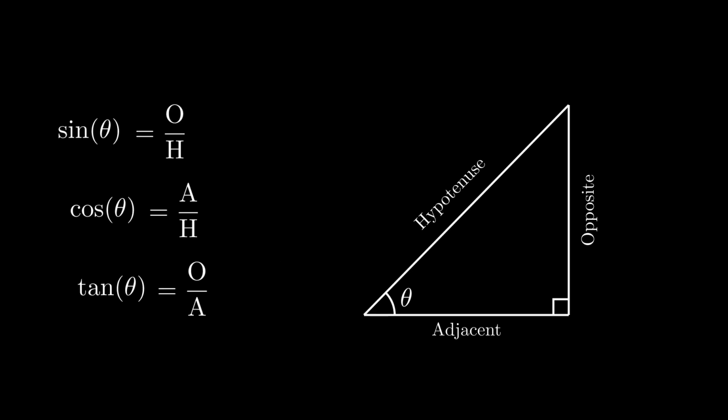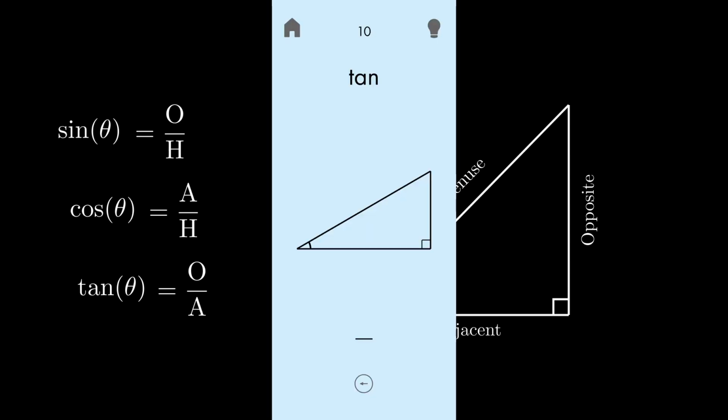Now, I've created Trig Game to help you memorize these ratios. You'll be given a ratio at the top of your screen. Just press on the side that represents the numerator of that ratio, followed by the side that represents the denominator. For example, if you are given tangent, or tan for short, you'd first need to press on the opposite side, followed by the adjacent side.